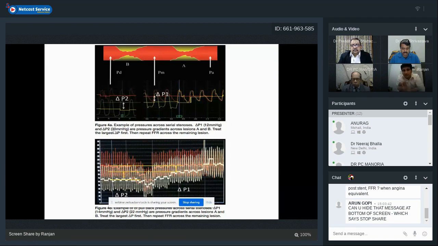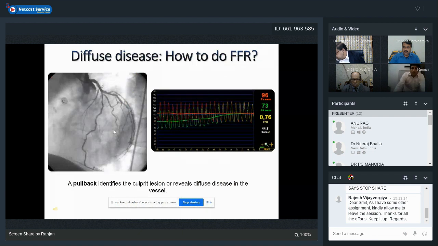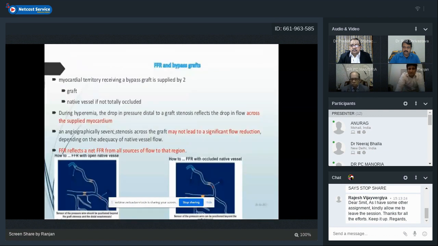So in this case, we need to treat the distal lesion and redo the FFR. Sometimes the FFR comes negative when you redo it, in which case you are done. If FFR is positive again, you need to do the proximal one. For diffuse disease, again, you do the pullback and find the areas of culprit, and it tells you from which point to which point the FFR is significant and we need to treat it.